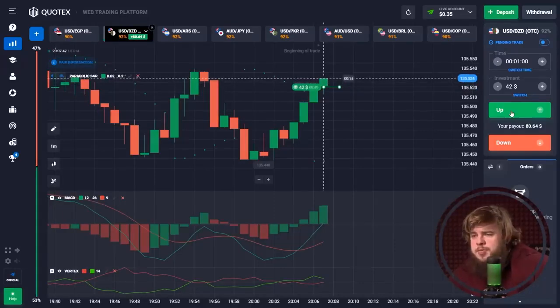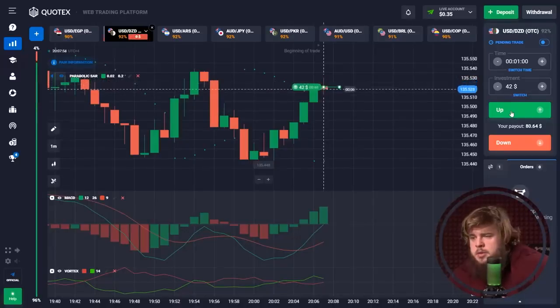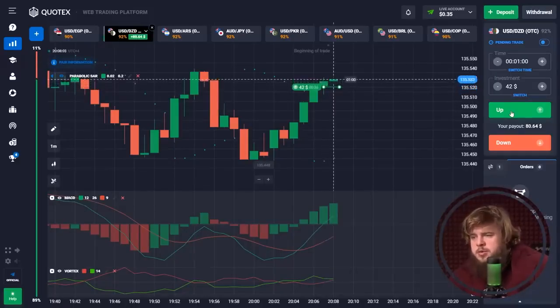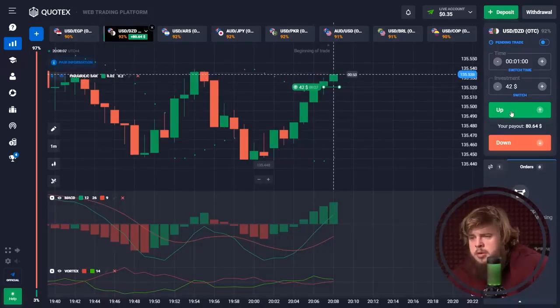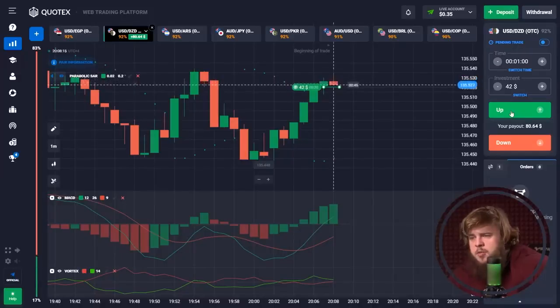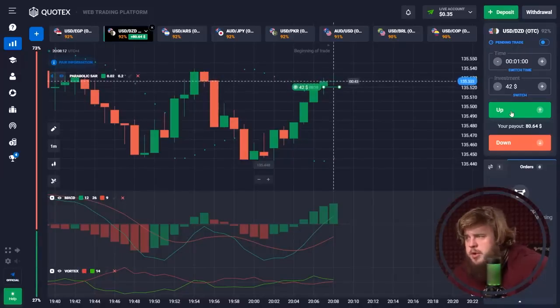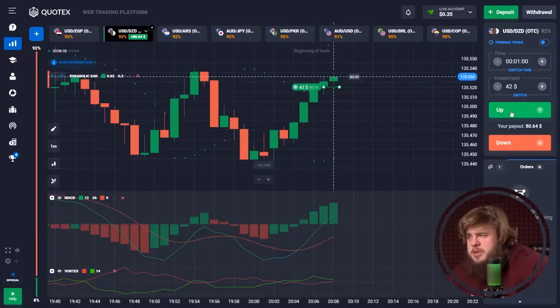Fine, so now we have opened a buy position on the USD DZD chart. I will explain why. As you can see, we can observe a very strong upgoing movement, and both MACD and Vortex indicators are telling us about a possible strong long movement. Moreover, we are near a strong resistance level and we are moving towards it. That's why we have opened our buy position here.